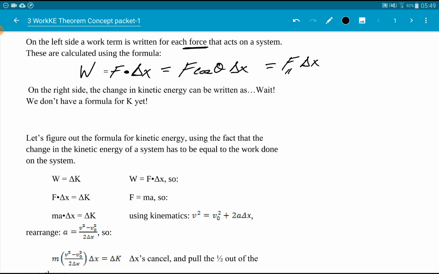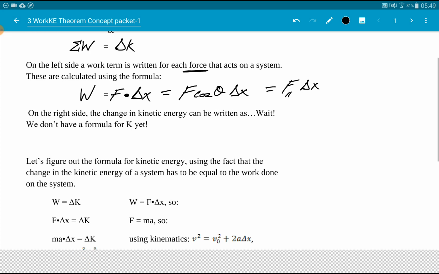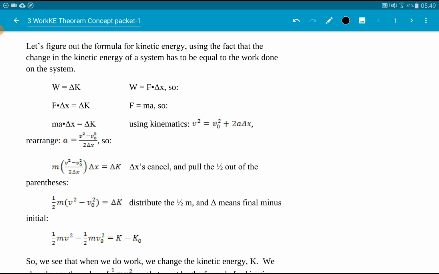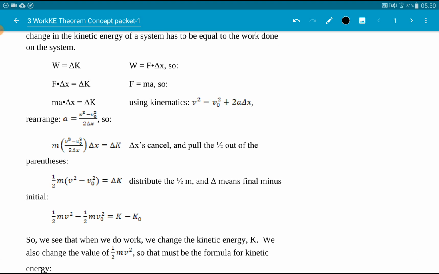Okay, so on the right side, we can change the kinetic energy. We're referring back to the Work-Kinetic Energy Theorem, but we don't have any formula for kinetic energy yet, so let's see if we can figure that one out here. So we know that work is equal to the change in kinetic energy, and that's just the force dotted with the displacement vector. Remember, that's a dot product, it's not just multiplication there.